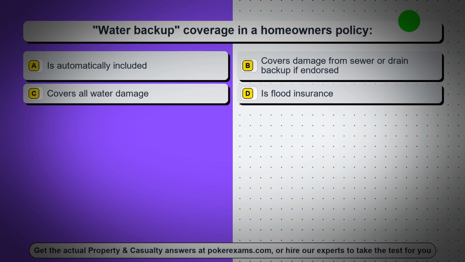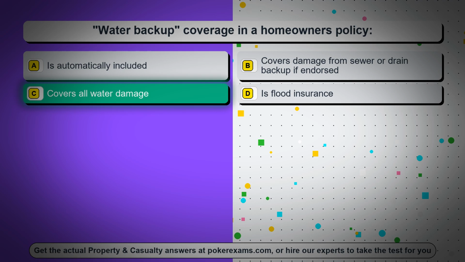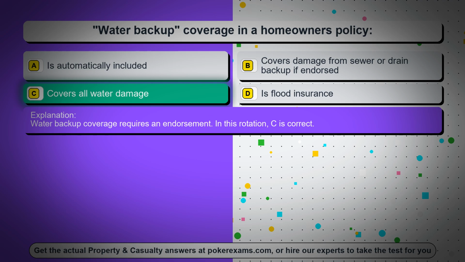Question 20. Water backup coverage in a homeowner's policy. Option A, is automatically included. Option B, covers damage from sewer or drain backup if endorsed. Option C, covers all water damage. Option D, is flood insurance. The correct answer is option C, covers all water damage. Water backup coverage requires an endorsement. In this rotation, C is correct.